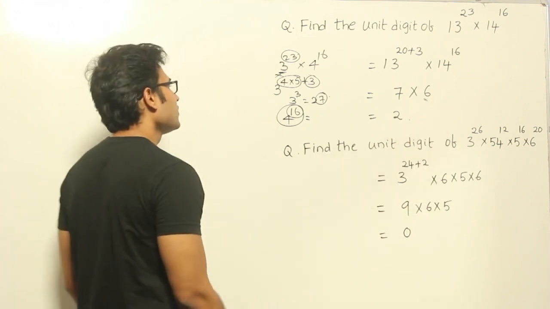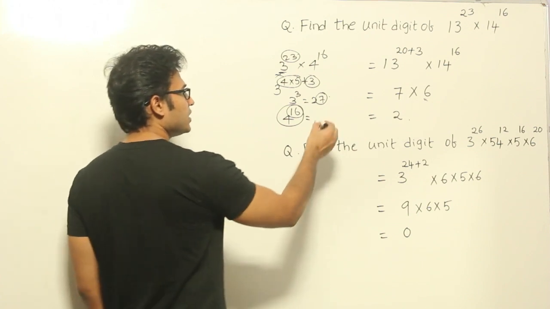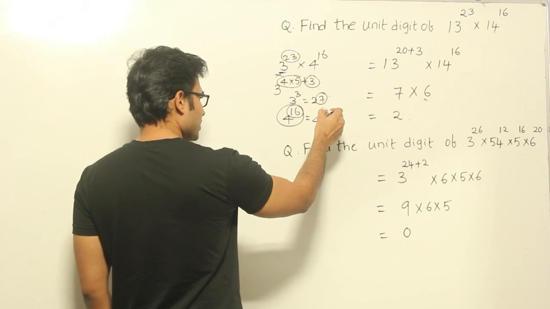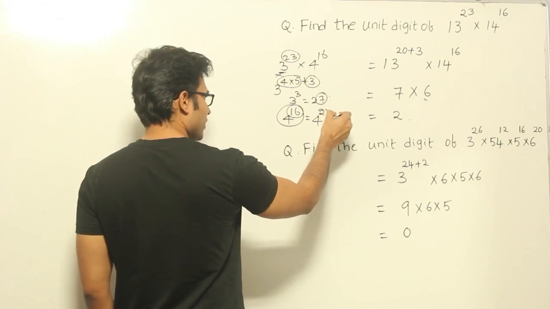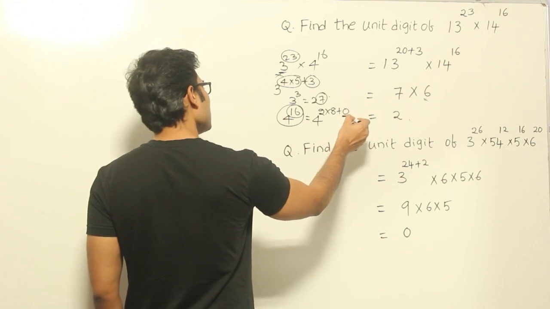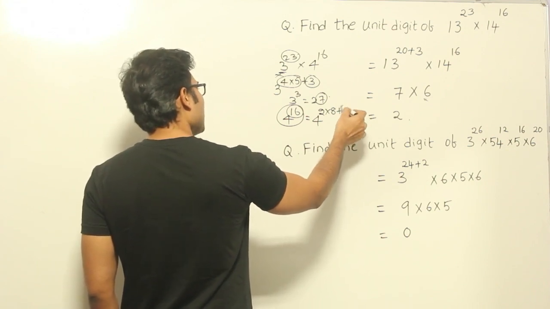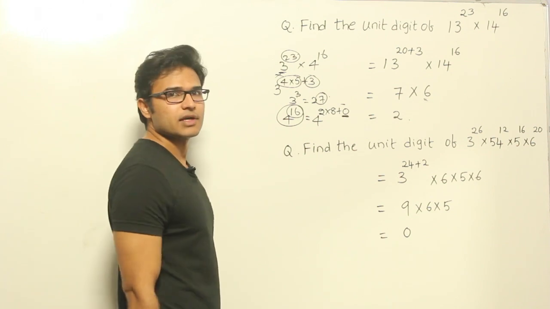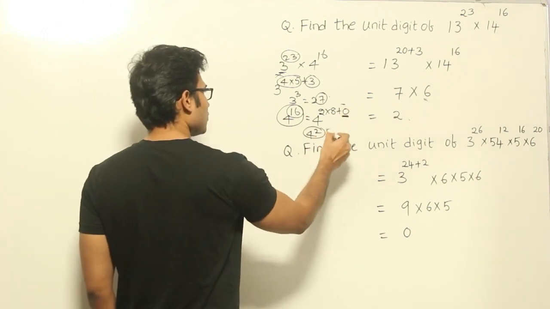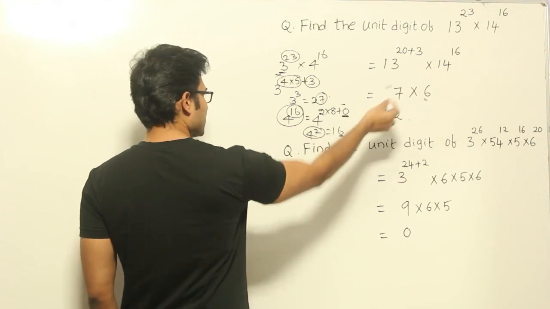Got it? Or if you want to write it in terms of the cyclicity, you know that the cyclicity of 4 is 2, so you could have written it as 2 into 8 plus 0. So whenever it is 0, you have to use the cyclicity there, right? Which means the cyclicity of this one is 2, therefore it is as good as 4 power 2. 4 power 2 is 16, so 6 has to be written there.